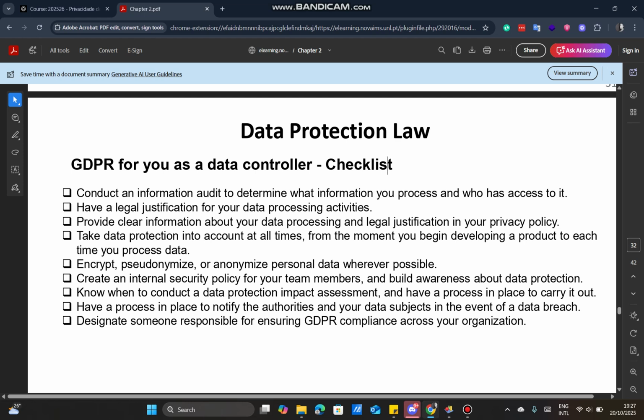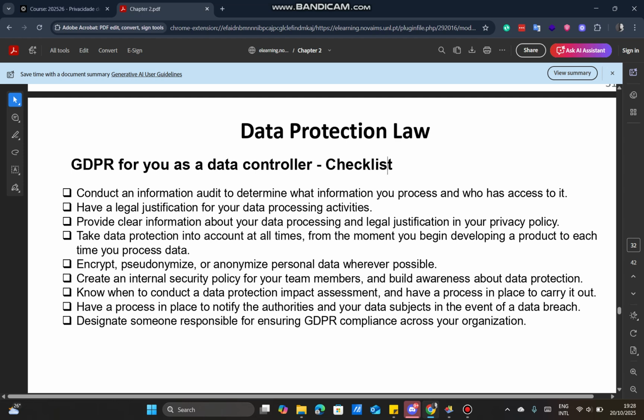pseudonymize. Later on in the chapters, we will learn how to de-identify documents to remove personalization and sensitive information from the data. Okay. So to give pseudonames to your data, as in patient one, patient two, instead of the actual name, does the trick. Okay. Or to make it anonymous data whenever possible. You can create an internal security policy for your team members and build awareness, okay, about data protection. These are all things you can do.